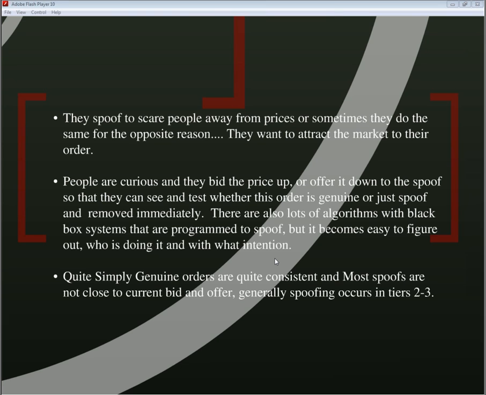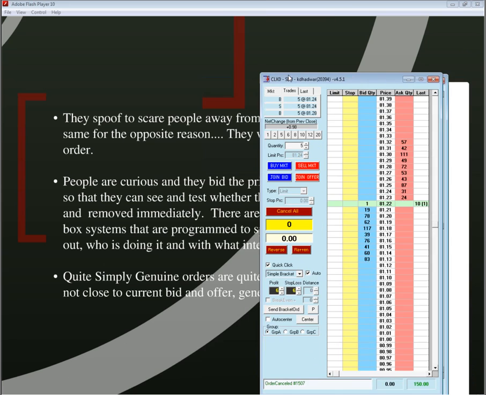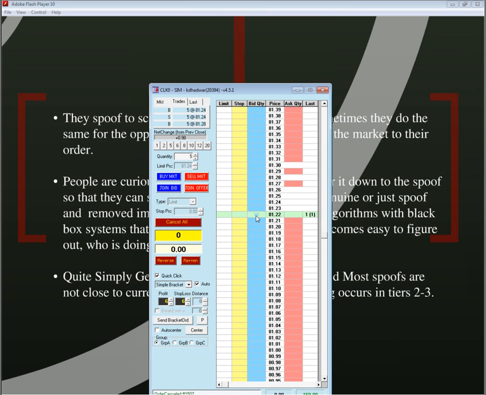Quite simply, what you've got to look at when you're trying to understand spoofing is that genuine orders are usually quite consistent, and most spoofs are generally not very close to the current bid and ask. The current bid and ask would be this inside bid here, and the inside ask, that's what we're currently trading. You can actually see the inside bid and ask on your actual dome.